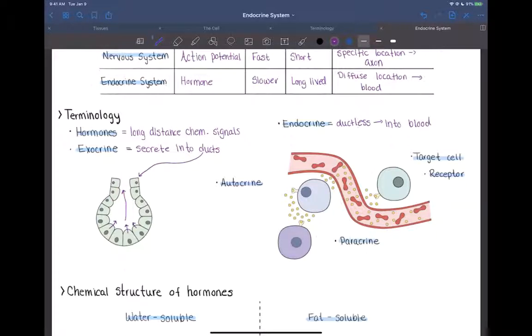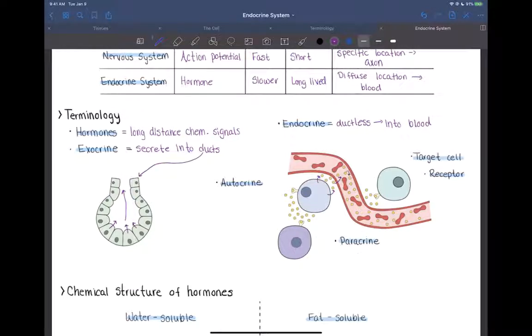Okay, and so that's what we see here, right? In this diagram, we have this cell, which is going to be our secreting cell. This is our cell that's secreting hormone, so it's going to be secreting this hormone here, these little yellow dots. They're moving into the blood, all right? So this is an endocrine secretion.